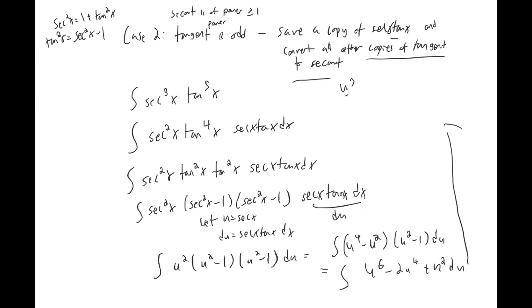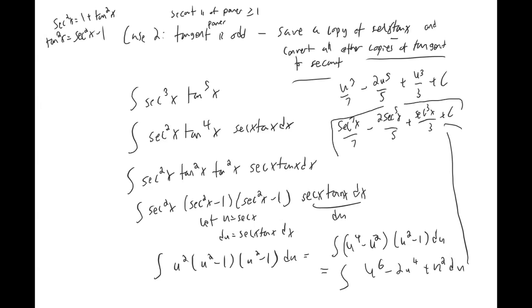So what is that? U to the 7 over 7 minus 2u to the 5th over 5 plus u cubed over 3 plus c, and then just replace what u was, right? U was secant. So secant to the 7 x, and that should be plus the thing I just assumed over was a 3. Is everyone clear on this? Yes? No?